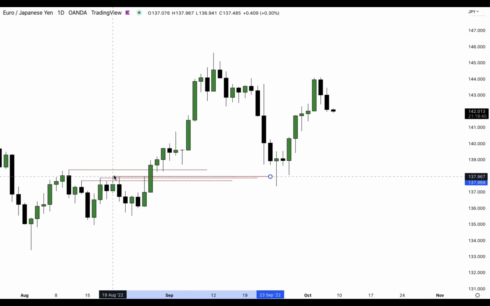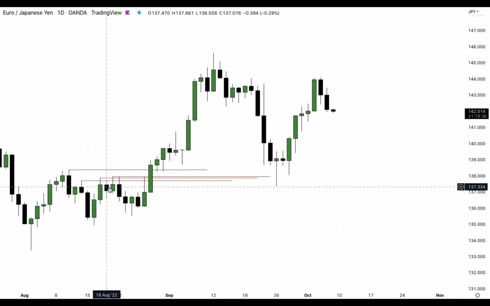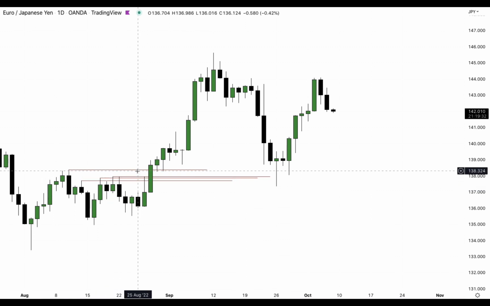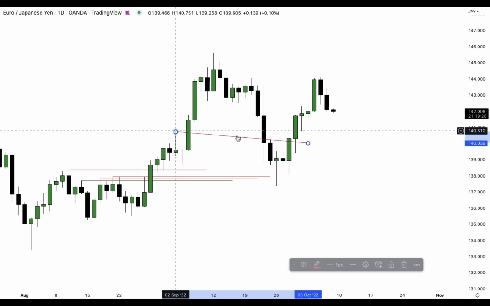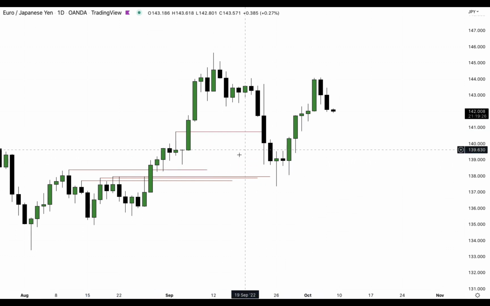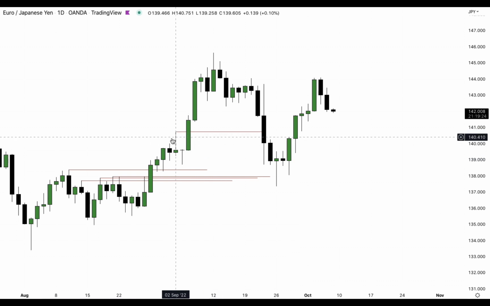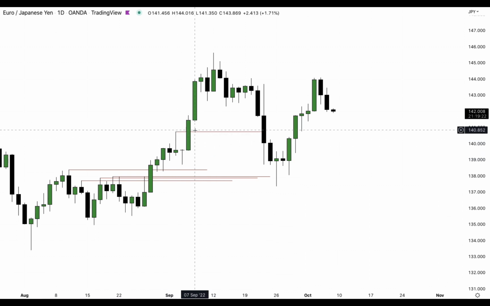So that's our swing high here, because it's a lower high, highest high, and a lower high again. 1, 2, 3. Don't want to confuse anybody here. Another swing high we have here. That's the highest high, lower high on the left, lower high on the right.